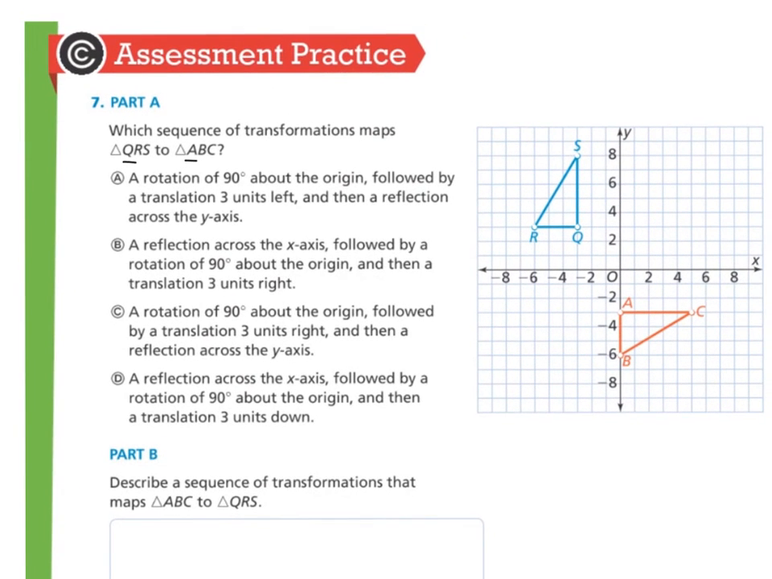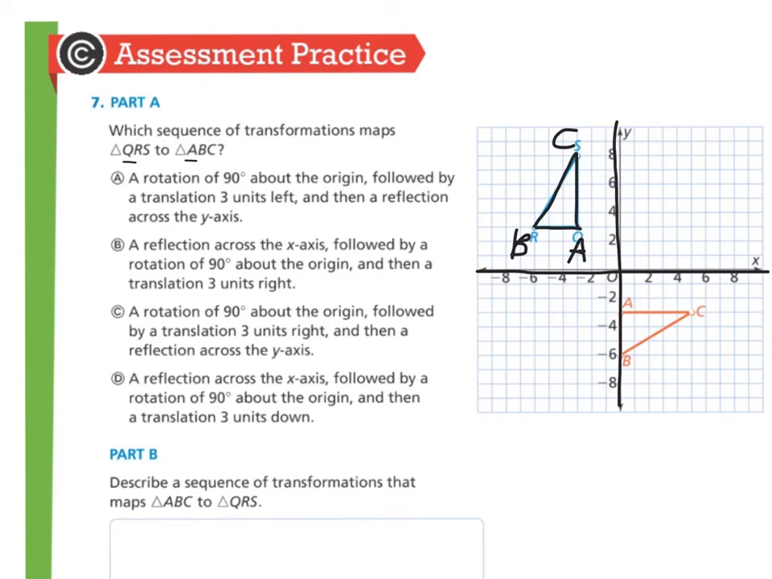since it's multiple choice here, if you want to just go through the options and see what happens. For A, we're starting with QRS. We're starting with this blue triangle. And I guess rather than QRS, maybe I'm going to label these ABC just to keep track of what's matching with what here.